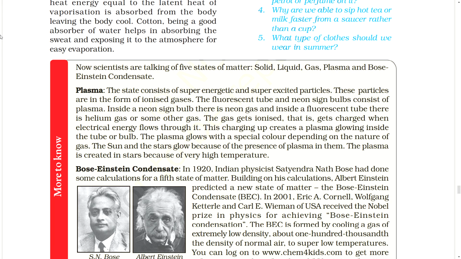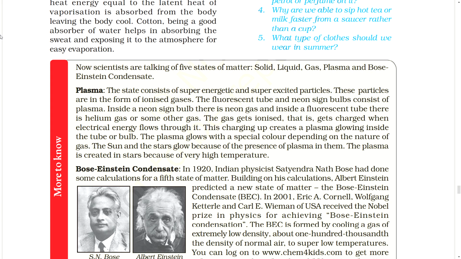Inside a neon sign bulb there is neon gas, and inside a fluorescent tube there is helium gas or some other gas. The gas gets ionized, that is, gets charged. When electrical energy flows through it, this charging up creates a plasma glowing inside the tube or bulb. The plasma glows with a special color depending on the nature of the gas. The sun and the stars glow because of the presence of plasma in them. The plasma is created in stars because of very high temperature.